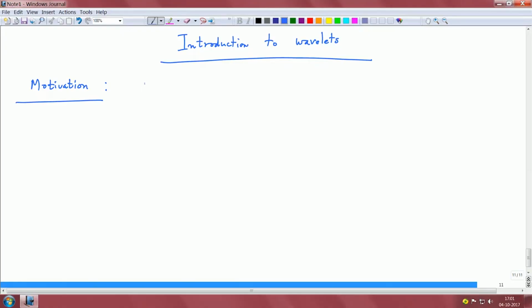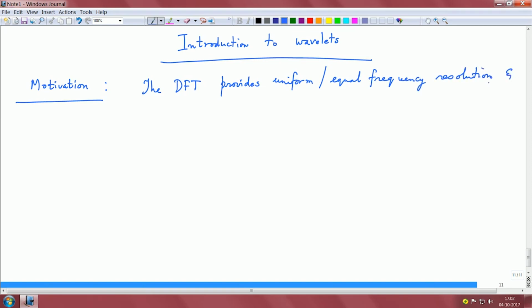So, the motivation is as follows. If you think about the discrete Fourier transform, the DFT provides uniform or equal frequency resolution and is a useful tool for analyzing the spectral content.